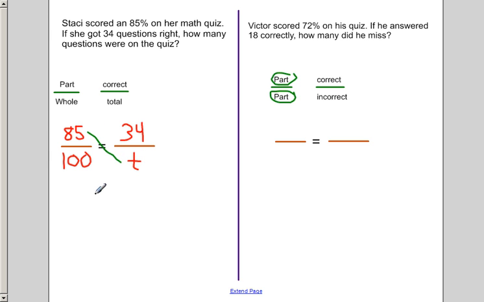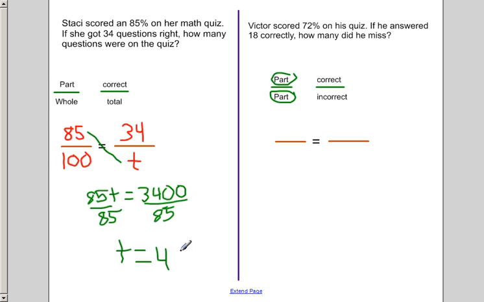When you cross multiply, 85T equals 3,400. And again, we have to divide to find out what 1T is equal to. So hopefully you found that T is equal to 40 questions. On a 40 question quiz, 34 questions correct would be 85%.